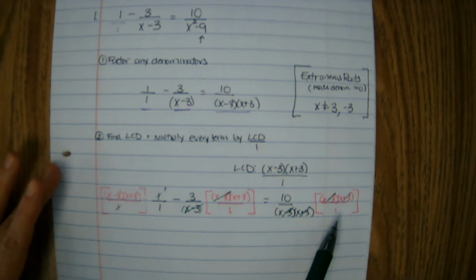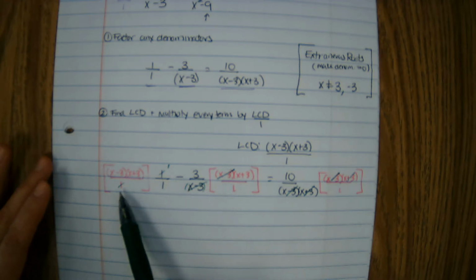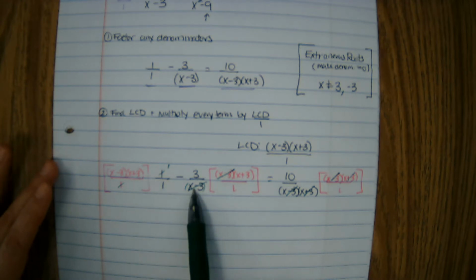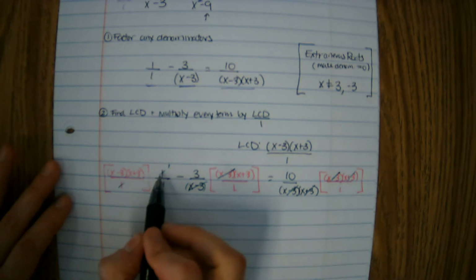You want to do a quick check, just like we did with our complex fractions, and make sure that everything in the denominator is either crossed off or a 1, crossed off or a 1, crossed off, 1. So now we've cleared out everything from our denominator. Now we're going to rewrite what we have.